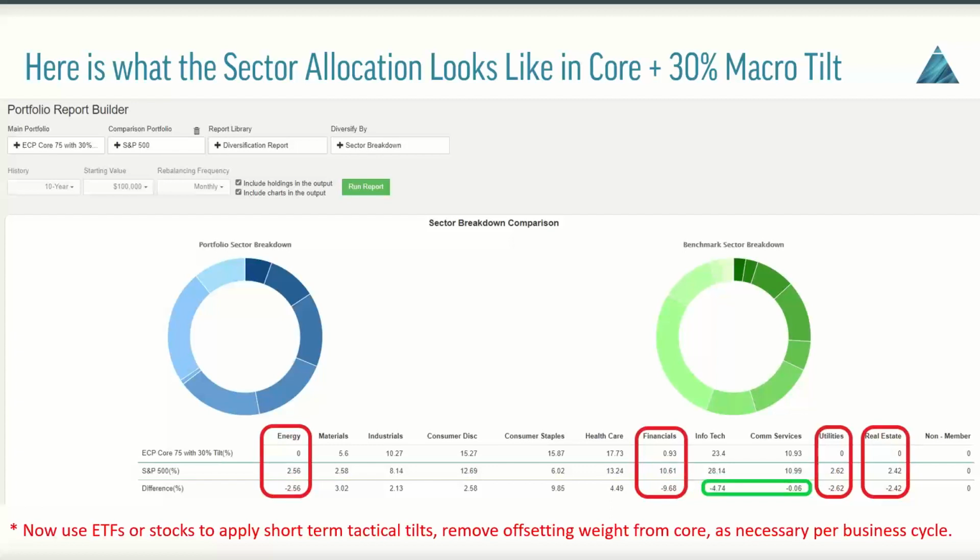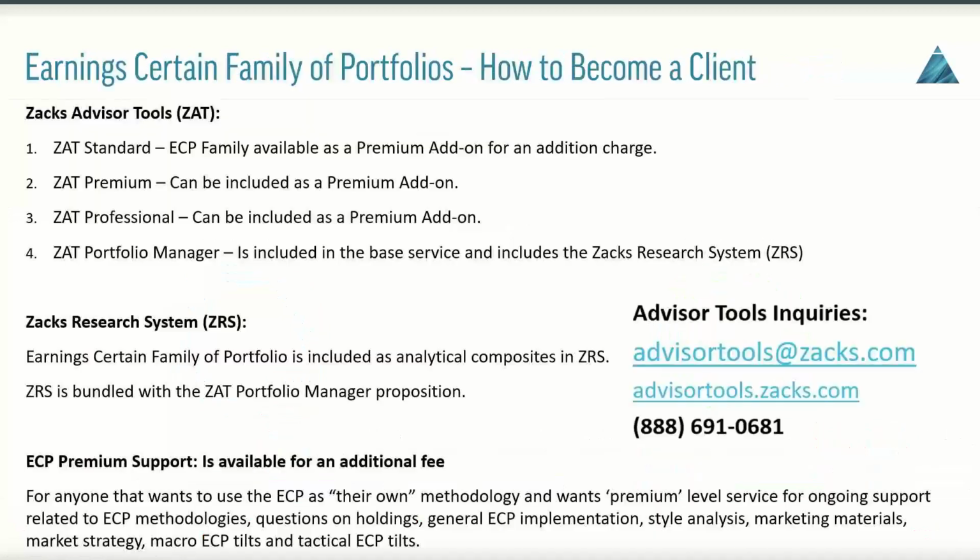calculate your weights based on current pricing, and then figure out what you're going to do with those short-term tactical tilts. And then again, most of the time, you're going to remove those offsetting weights from Core. So if you decide you're going to do a 20% short-term tactical tilt, you're going to pull 20% away from your ECP Core. So it's going to go from 70 down to 50. Very, very easy, and these are things that we can discuss. If you've got any questions, you can always give me a call.